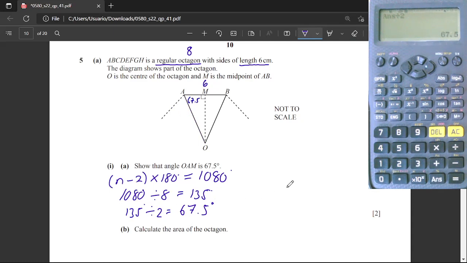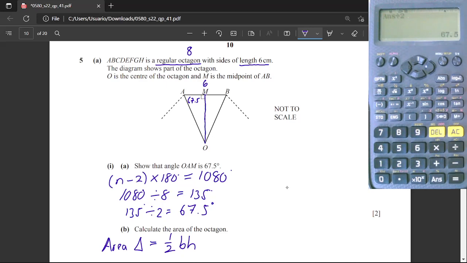Right, next, calculate the area of the octagon. Now, if we can find the area of this triangle and then simply multiply it by 8, because there are 8 triangles that make up this octagon, then we will be able to find the area of the octagon. To work out the area of a triangle, we need to do half base times perpendicular height. So in this case, we have the base of these triangles, which is 6. We just need to find the perpendicular height, which is this one, OM.